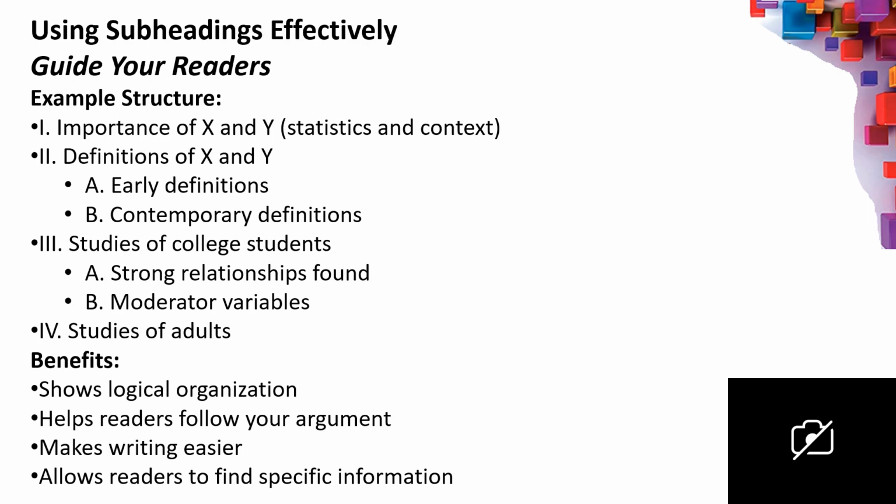Subheadings are like a roadmap for your literature review. They show readers where you're going and help them follow your logic. Good subheadings also make the writing process easier because you can focus on one section at a time. Notice how these headings move from general importance and definitions to specific different populations and findings.